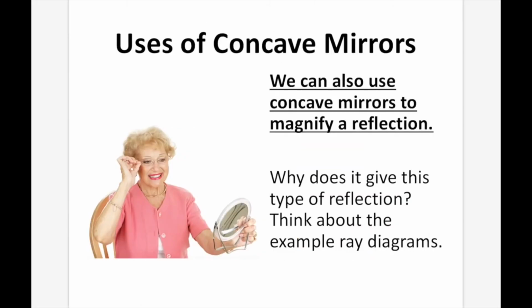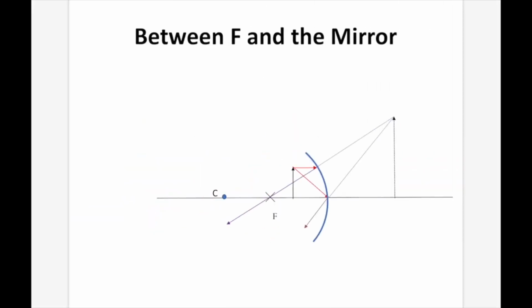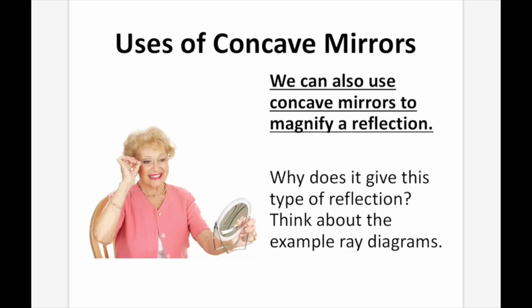Other uses of concave mirrors. Remember back to this example here. When our object is between the focal point and the mirror, we get a larger image. Now, if you want to take a look at yourself in the mirror, or you want to see whatever you're looking at more up close, you want a larger image. And that's what we can do. All we need to create is a mirror with a very far focal point.